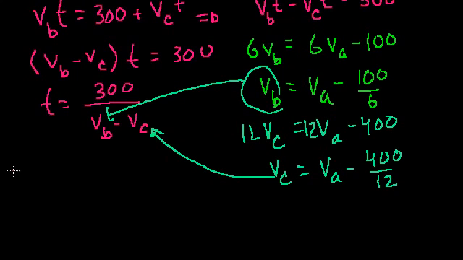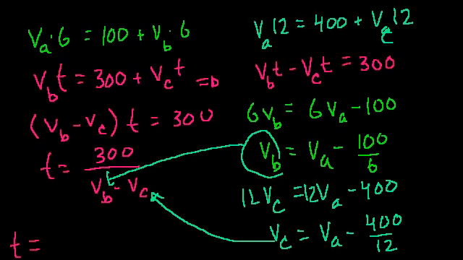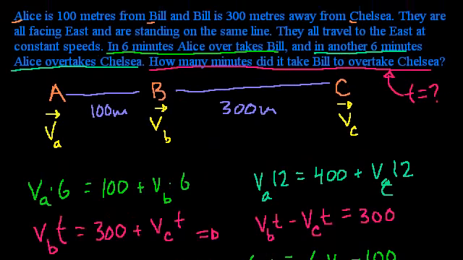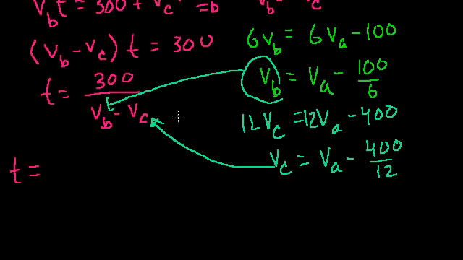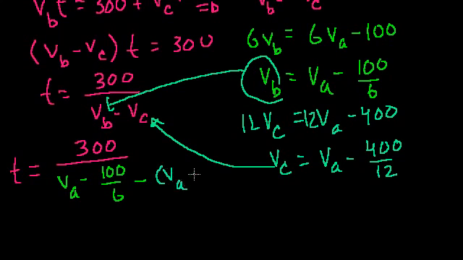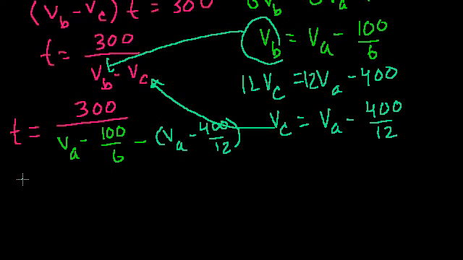So the time that it takes for Bill to overtake Chelsea, remember that's what T was. It's always good to remind yourself what this whole problem was about to begin with. It is equal to 300 over VB. Well, instead of VB, let's write this: VA, the velocity of Alice, minus 100 over 6, minus VC. So minus this right here, minus VA minus 400 over 12. This should simplify to T.